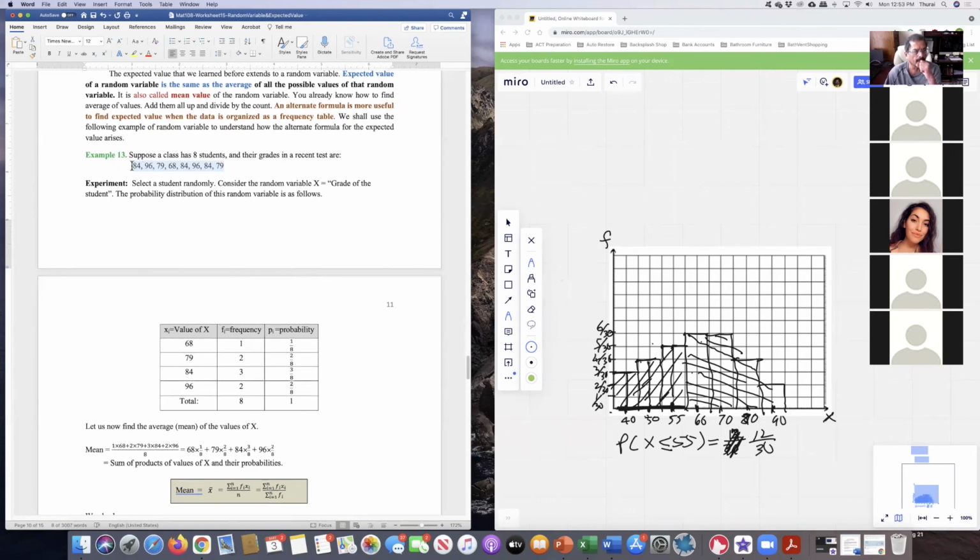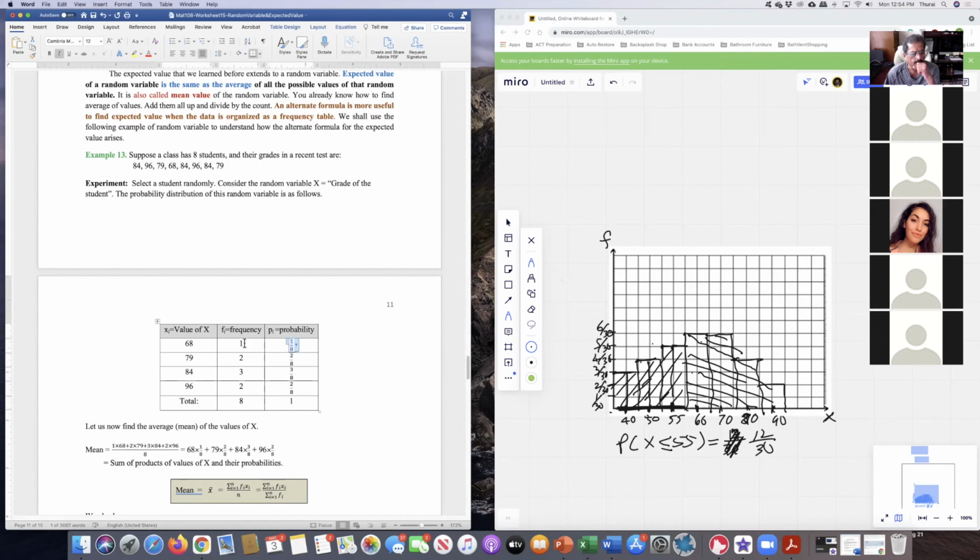So I'm organizing my data first to show you the frequencies and probabilities. So this same data I'm organizing: there is 68 with a frequency of 1. There is 79 with a frequency of 2. In other words, there are 2 students with a grade of 79. 84 is there 3 times. So that means there are 3 students with a grade of 84. 96 is there 2 times, means 2 students have 96 as grade. If I add up the frequencies, I'm getting 8, which is same as the class size. 8 students are there.